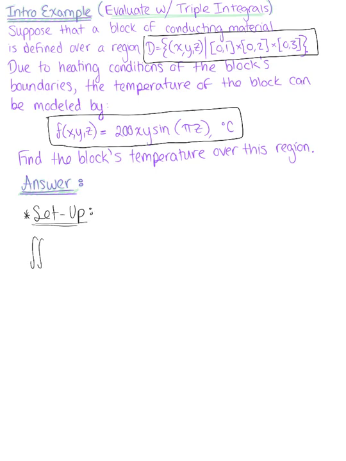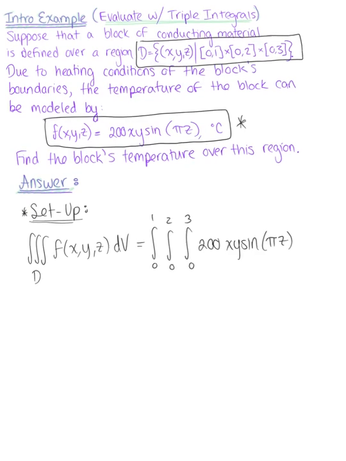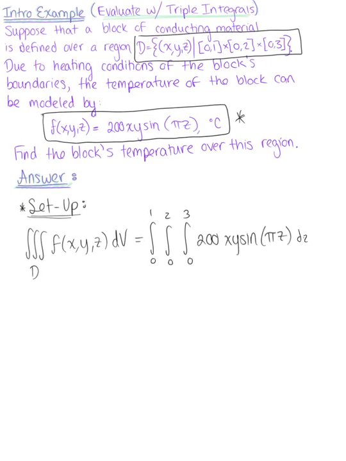So we still have this triple integral over that solid region D of the function f of x, y, z dV. And the bounds are still the same. You can use your favorite order here. So I have 0 to 1 for x. I'll let my middle integral be 0 to 2 for y. And the inner integral is z, 0 to 3. And at this time, we have a temperature function described by 200 x, y, sine of pi z. And the order is dz, dy, dx.